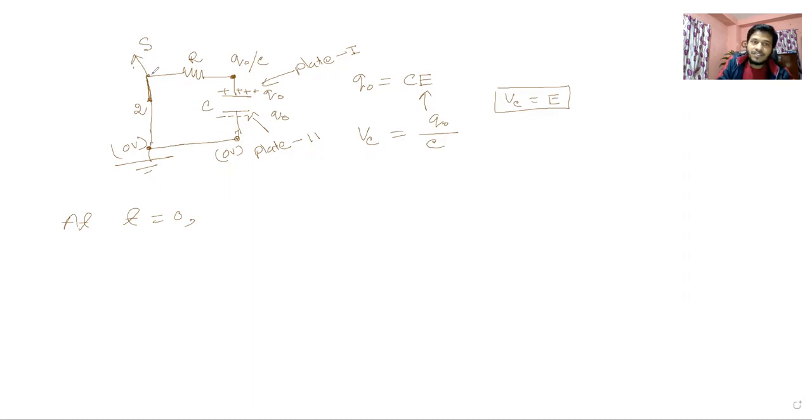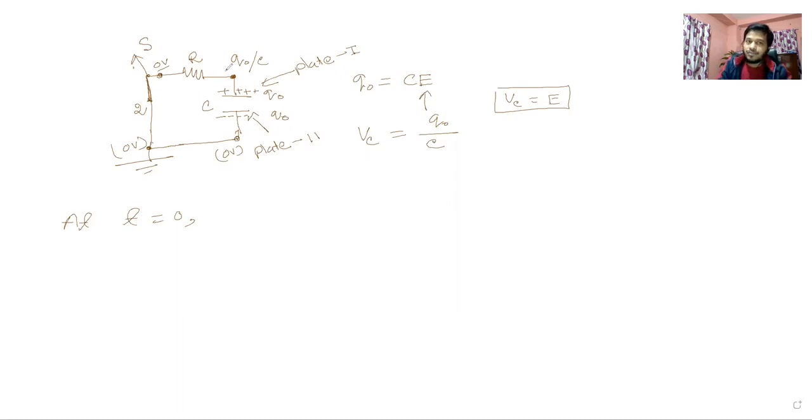And what is the voltage at this point? It is 0 volt, right? Now, what would be the potential difference across resistor R? It is Q naught by C, right?